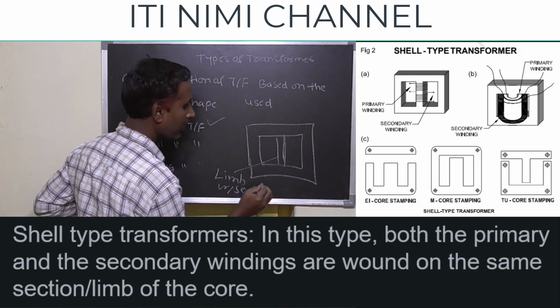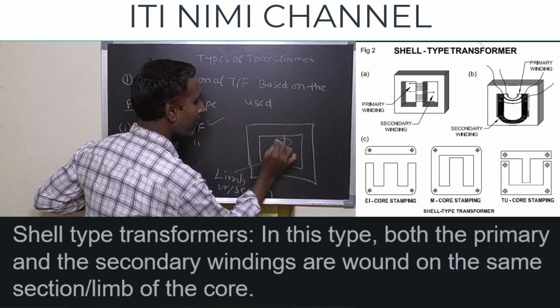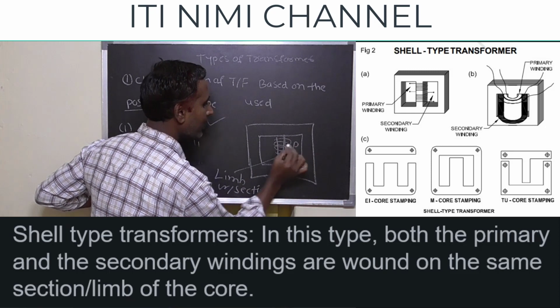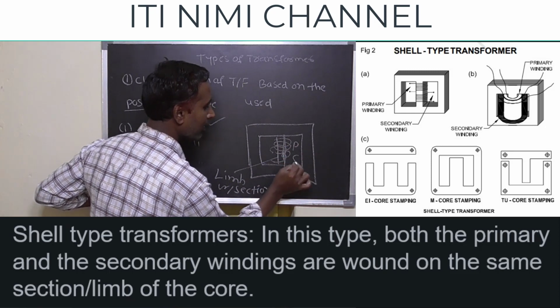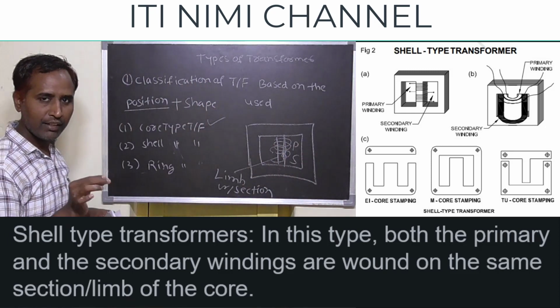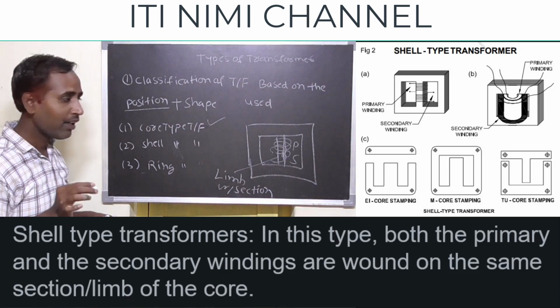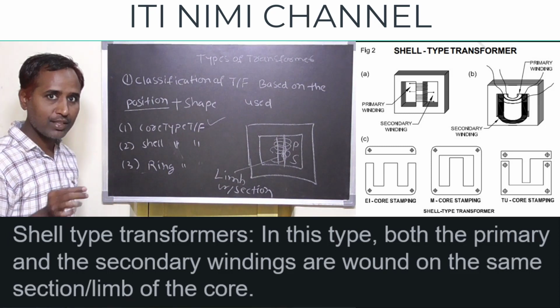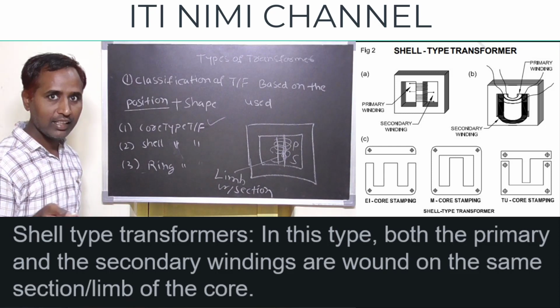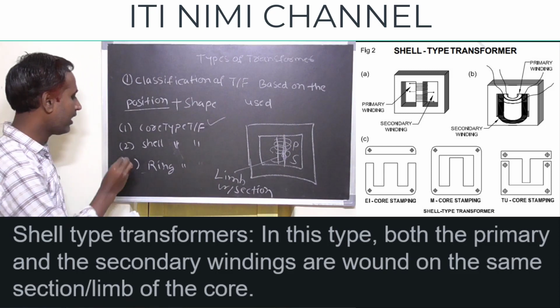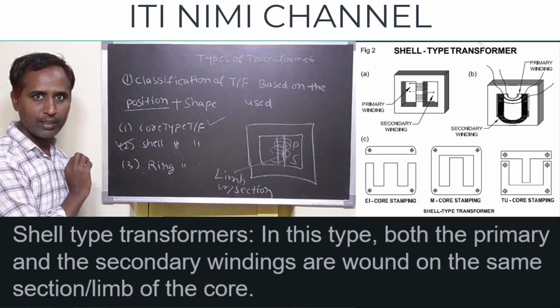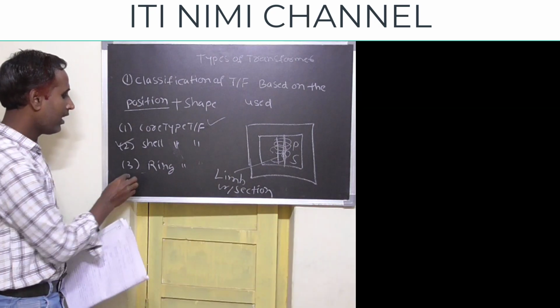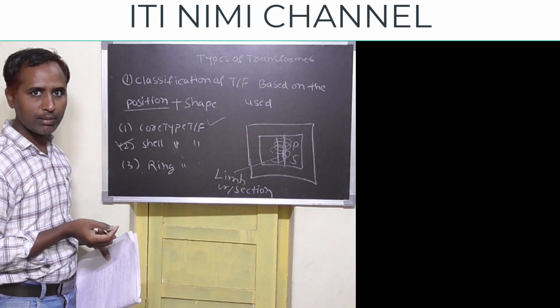We are winding the primary winding here and the secondary winding also here. Primary winding and secondary winding are wound on the same limb or the same section concentrically. These types of transformers we will say are shell type transformers. This is clear. Next one is ring type transformer.